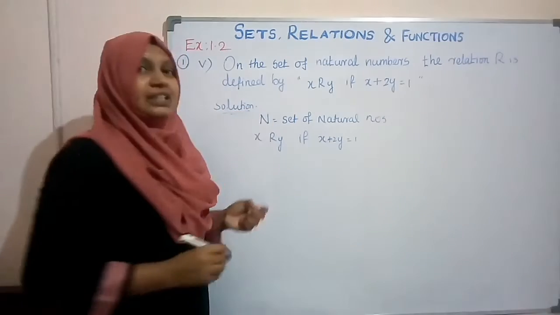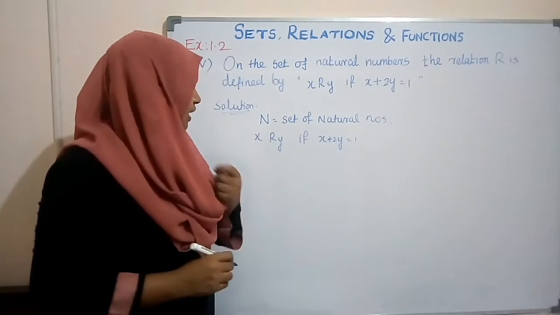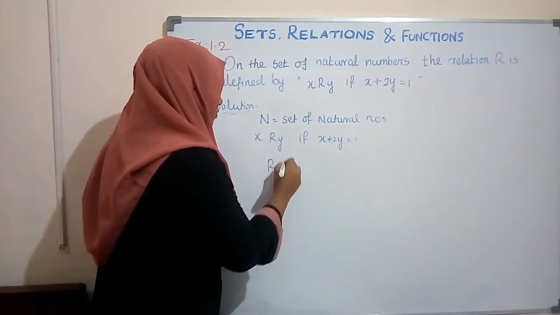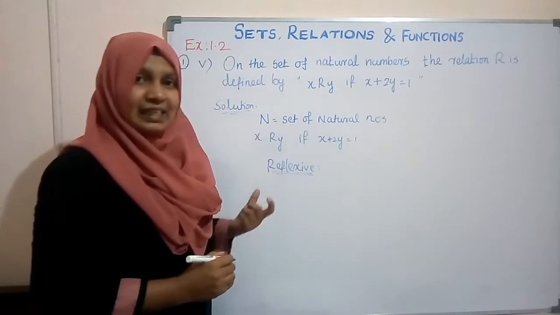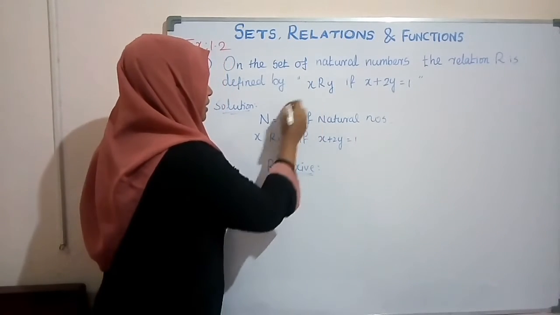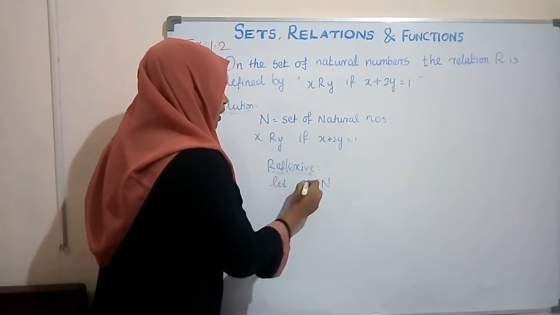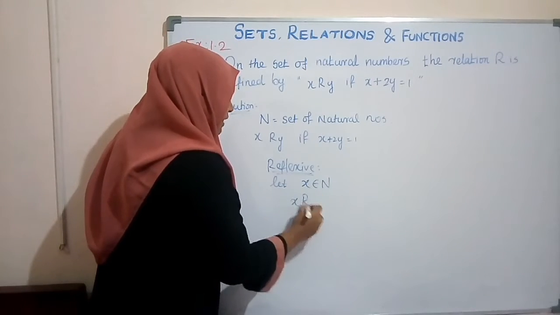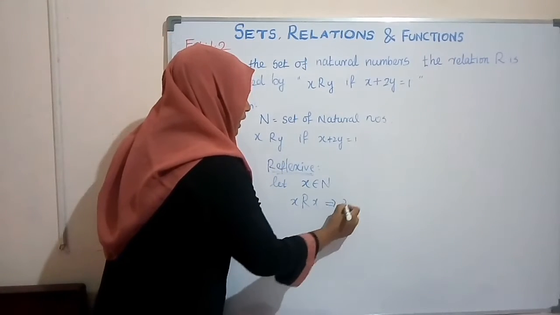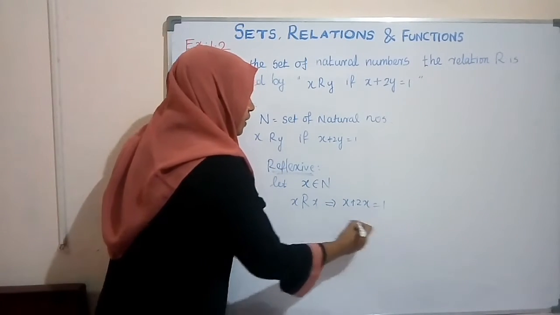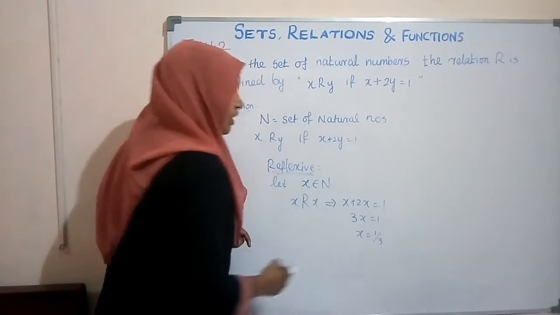First we have to verify the reflexive property. So for the reflexive property, we are considering one element. So that is x. x belongs to the set N. Let x belong to N and x relates x. What is the meaning of x relates x? That means x plus 2x should be equal to 1. That is 3x is equal to 1 and x is equal to 1 by 3.